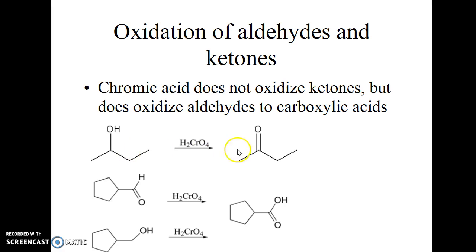It doesn't matter whether we use PCC or chromic acid for a secondary alcohol, but it does for a primary alcohol. A primary alcohol will be oxidized to a carboxylic acid with chromic acid, and you must use PCC if you want to stop at the aldehyde stage. And remember, an aldehyde will be oxidized by chromic acid just as if it were an alcohol, all the way down to a carboxylic acid.